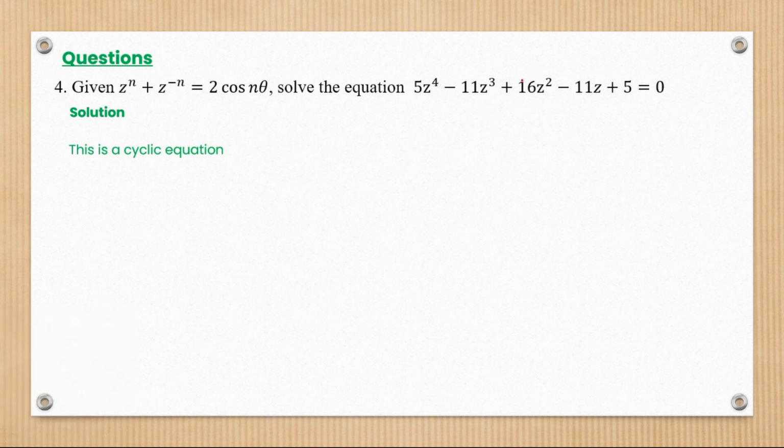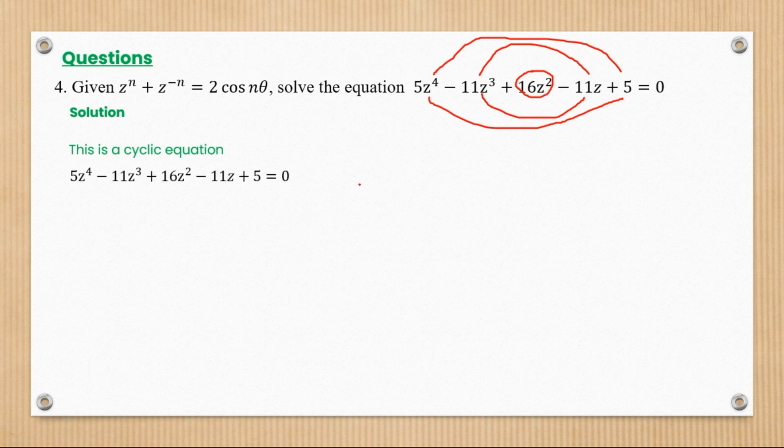It means that we have a middle value, which is that, and then we have this and this being similar, and then we also have that and that being similar. So this is cyclic, and that's where we're going to apply the knowledge of cyclic equations. So now let's deal with that equation. This is what we actually have. Being a cyclic equation, we can look at the middle value, which is 16z squared. Then we factorize out the value in the middle. So we're going to factorize out a z squared because it's a cyclic equation.